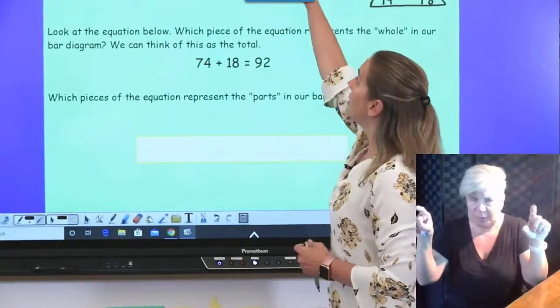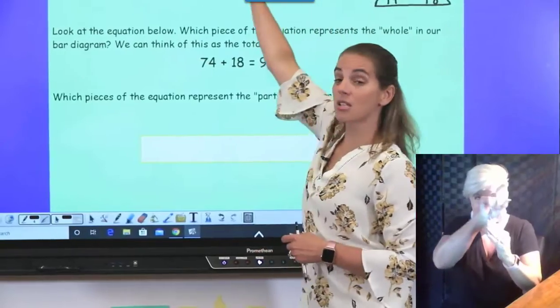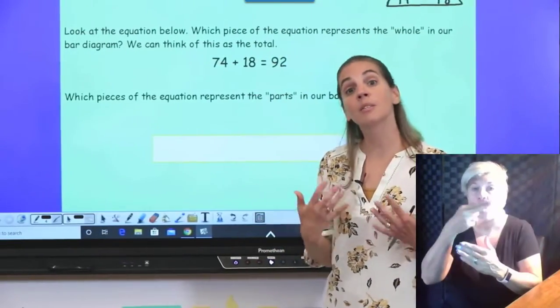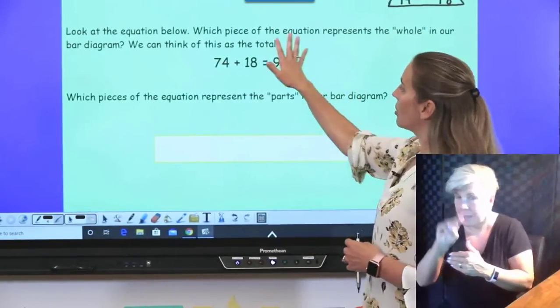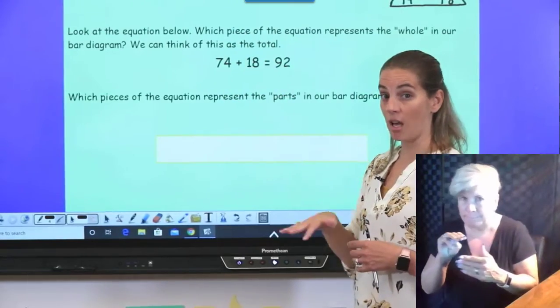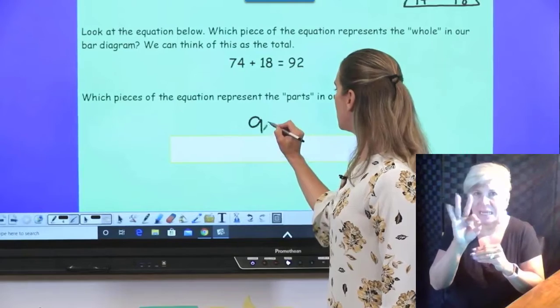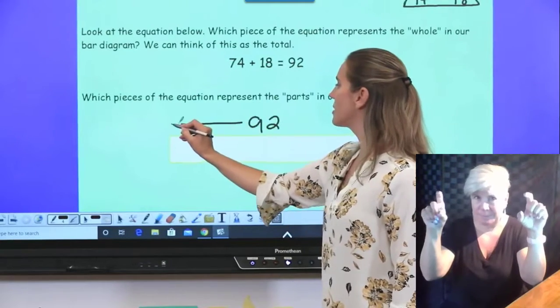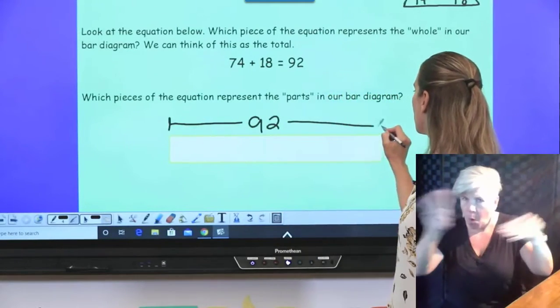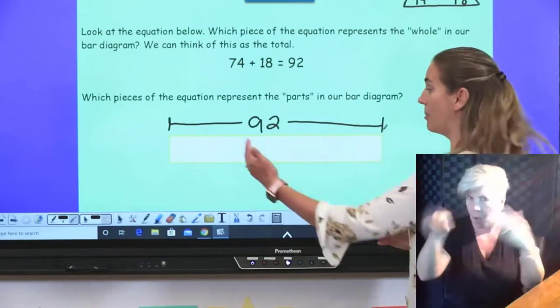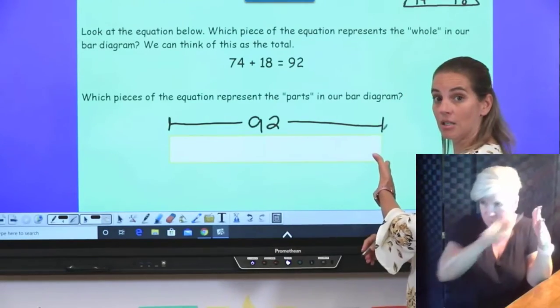Now remember, this top part, the number up here, is the whole. The whole is the same as the sum. So which number in our equation here is our sum? Perfect, it's 92. So I'm going to put my 92. Now that 92 represents this whole bar here, the whole thing from the beginning all the way to the end.